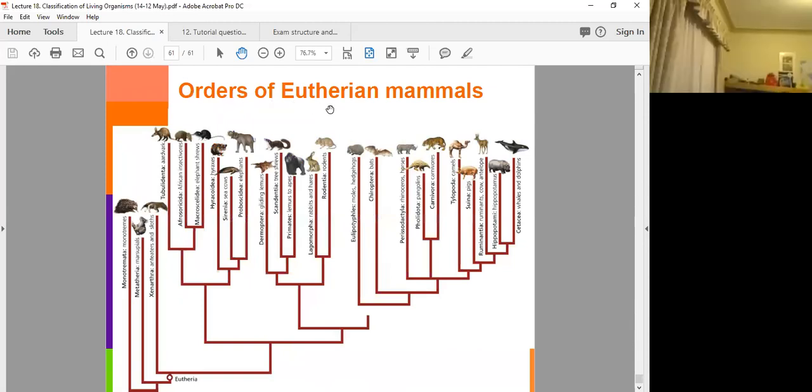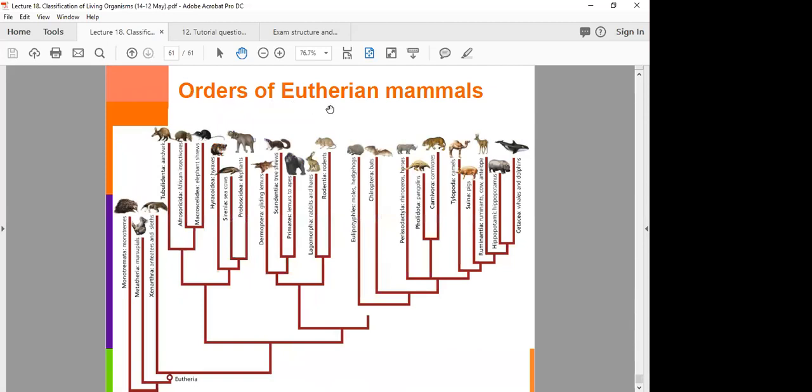And we finish living systems with a phylogenetic tree of the eutherian mammals. And that's it. Congratulations. You have now completed Living Systems 1.